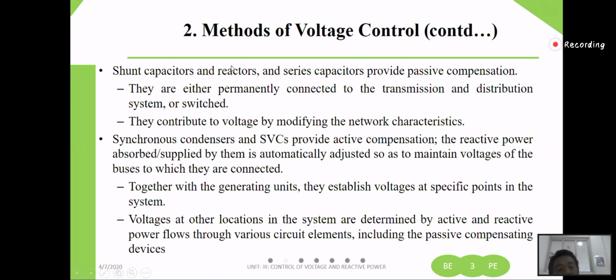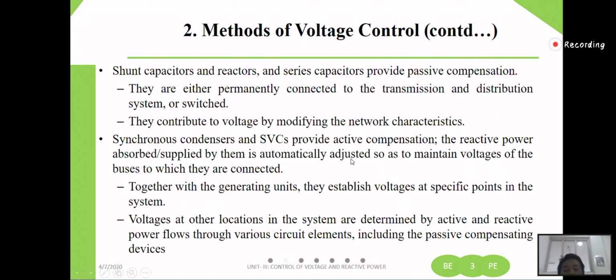So what are shunt capacitors and reactors? We will see them one by one, but this is just a general explanation of the differences between passive and active compensation. In passive, it will be permanently connected and there will not be automatic supply or absorption of reactive power, whereas in active, the reactive power absorbed or supplied is automatically adjusted so as to maintain the voltage. Together with the generating units, they establish a voltage at a specific point in the system.